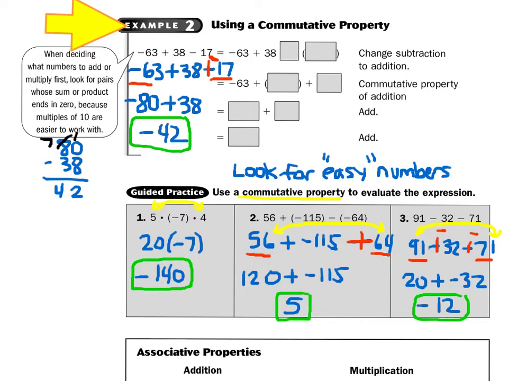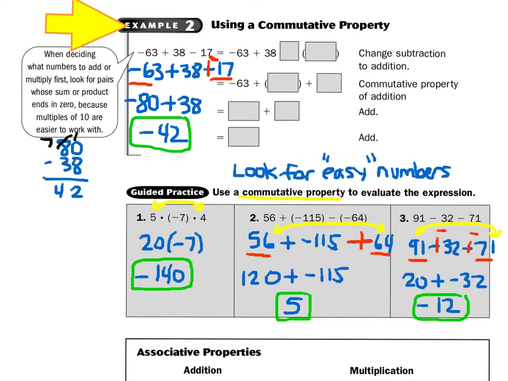Now, I would encourage you to put the positives together. So let's add 56 plus 64, and that gives us 120. And now 120 plus negative 115, well, they're going to battle. The positives are going to win, and they win by 5. So it's positive 5 is our answer. Take a look at number 3.